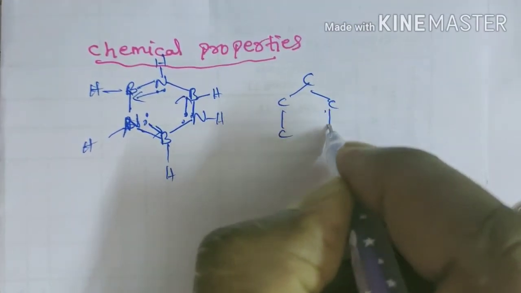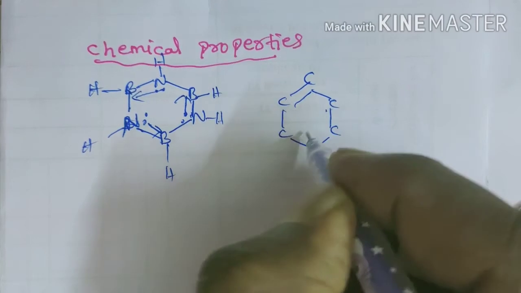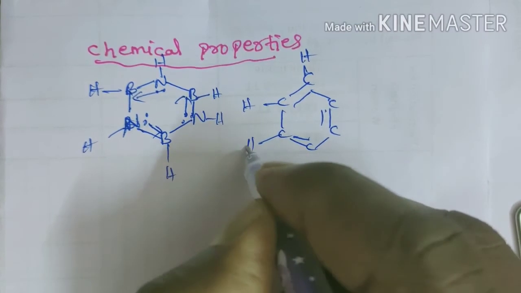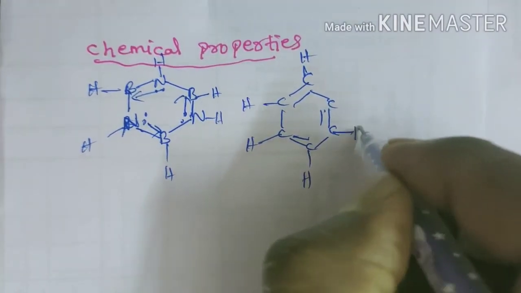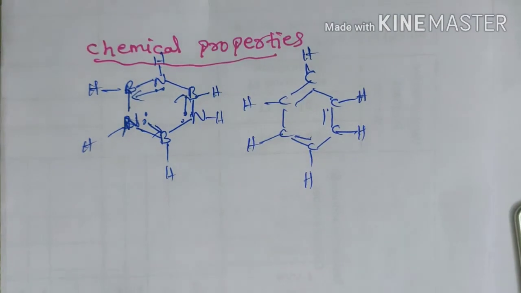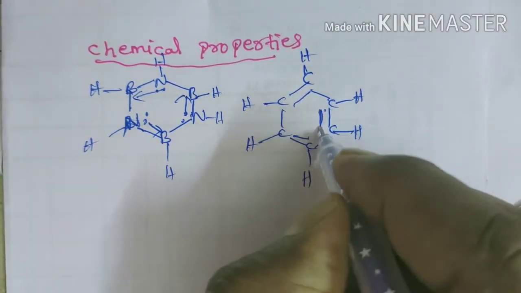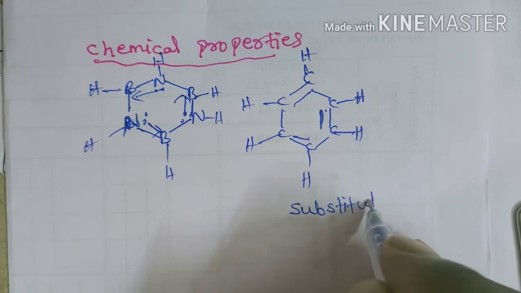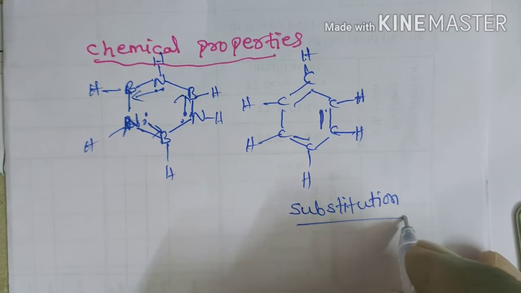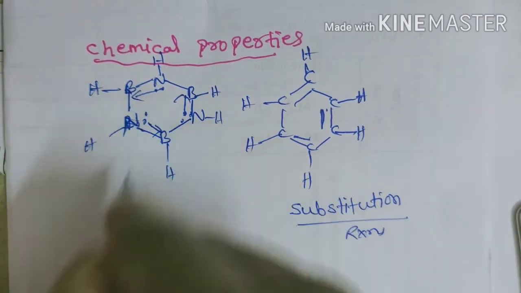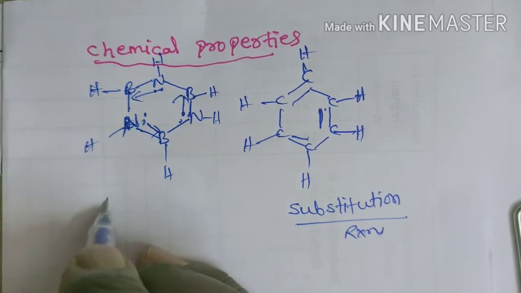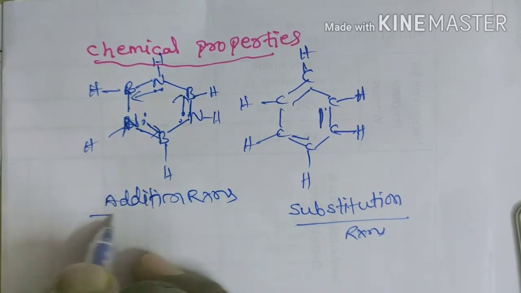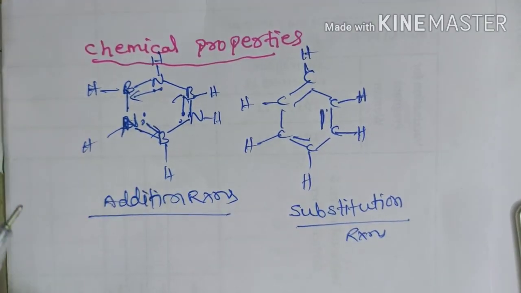This structure is very much similar to benzene. In benzene also, in between two carbon atoms, double bond nature is present. But even though benzene or aromatic compounds are unsaturated compounds, they show substitution reactions instead of addition reactions. Mainly aromatic compounds, that means compounds like benzene, show substitution reactions, whereas borazole or borazine mainly shows addition reactions. Now we go for the reaction with HCl.